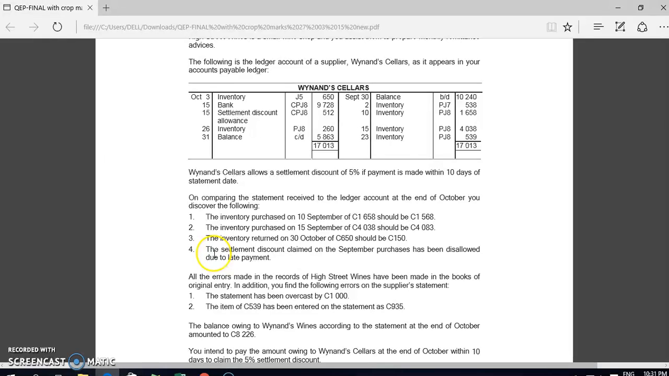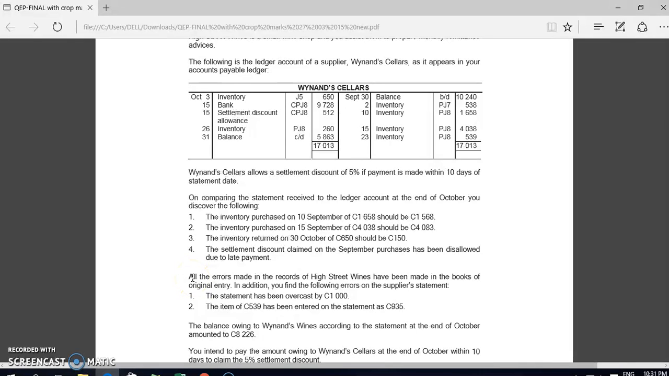Then number 4 says the settlement discount claimed on the September purchase had been disallowed due to late payment. So we thought we paid within time, made a payment and deducted the discount of 512 Rand. However, they now state that we paid later than the 10 days, which means we don't qualify for the 512 Rand discount. So we're going to have to remove the discount and increase the account by 512.